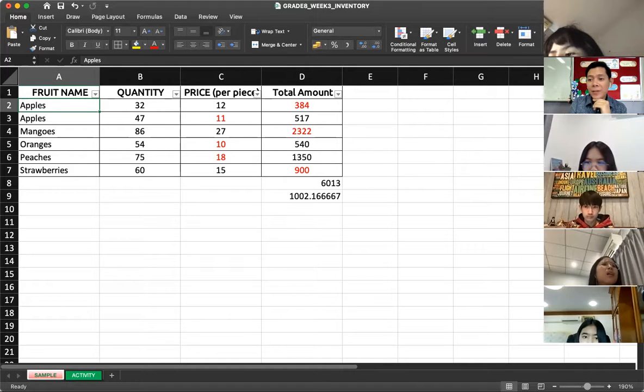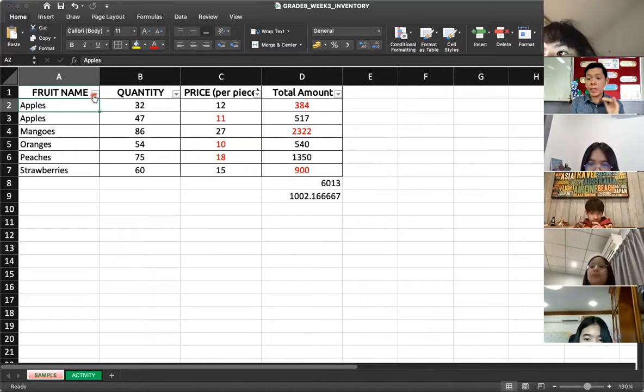Really? When you click filter, something will happen here for sure. What did you see? Especially on this row. The arrow. Okay, so there is a drop down arrow. So this is a filter. This is the filter option wherein you need to select which one you want to appear.